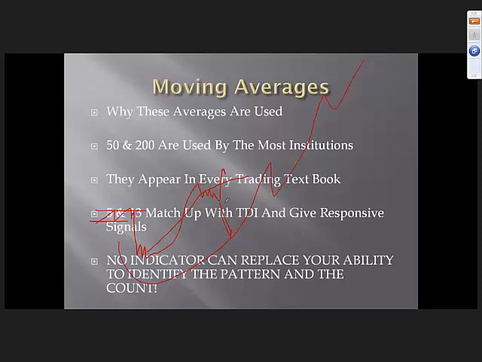Look, the 50 and 200 are used by most institutions. They use them on the daily chart. They use SMAs. I even think that Barron's newspaper that comes out uses the 50 and 200 chart with a MACD or something. You guys read that stuff. They appear in every single trading textbook I've ever looked at. And the 5 and 13 just so happened to match up with the TDI and give pretty responsive signals for what we're looking at, to help the touches and see where the stop hunts come in.